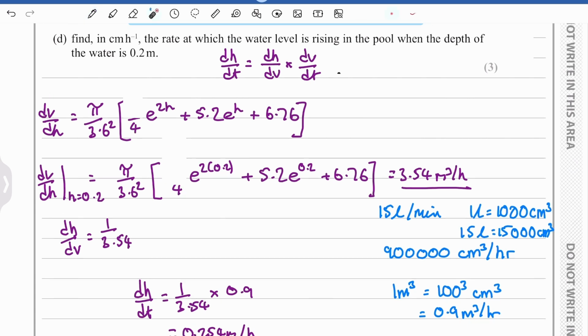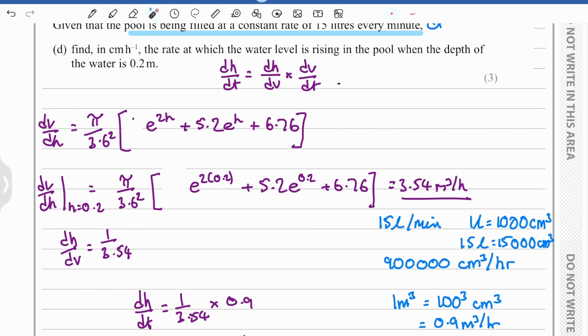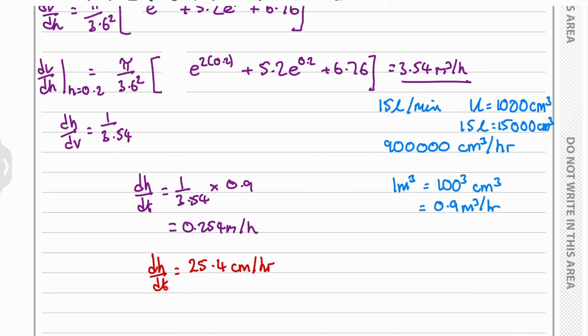But in the question, it asks for centimeters per hour. So we need to multiply this by 100. So dH by dt will be 25.4 centimeters per hour.